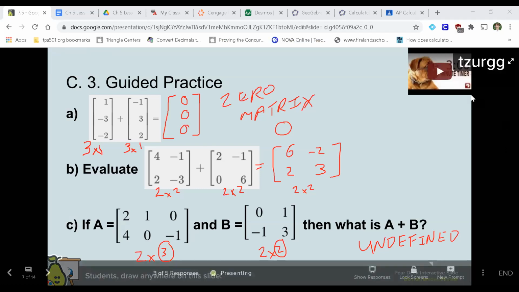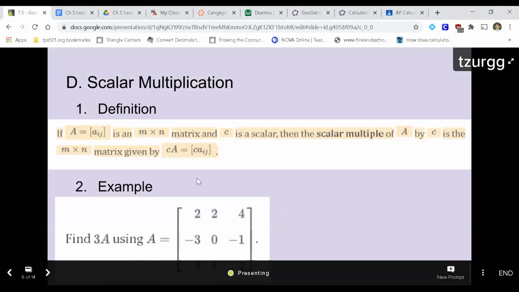Well, hooray. Okay. Last thing we're doing today is scalar multiplication. So how this works is if you have a matrix A that's an m by n, and you have some number c, which we call a scalar, if you multiply A by c, it still gives you an m by n matrix. And to find c times A, you just take all the elements in A and you multiply each of them by c. So for example, if I want to find 3 times A, I would just take each of these elements and multiply it by 3.